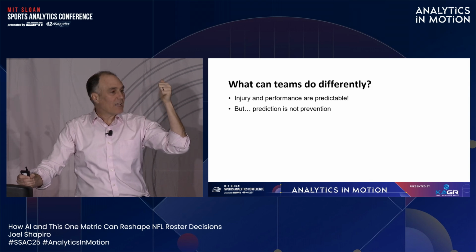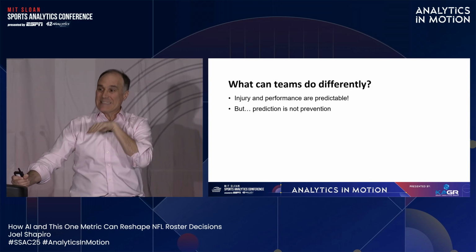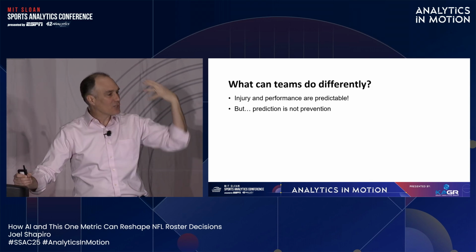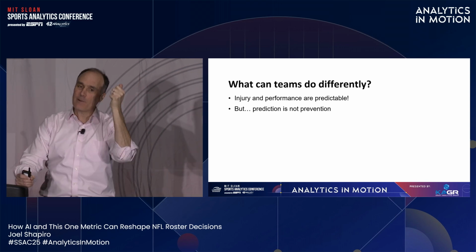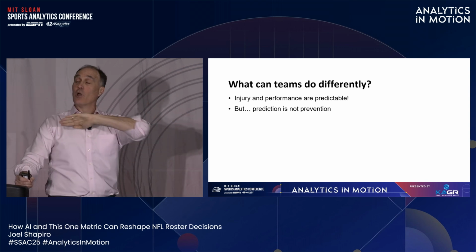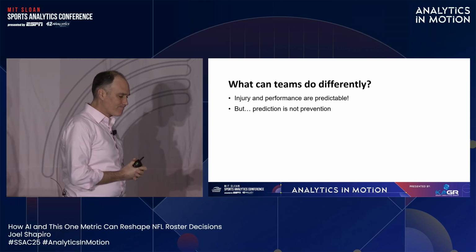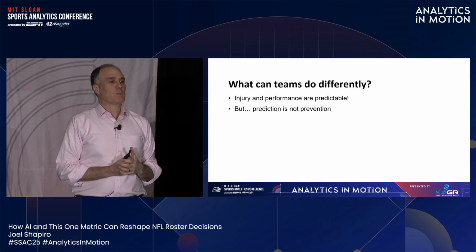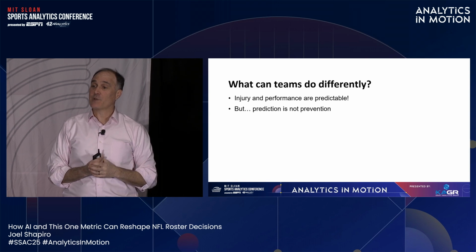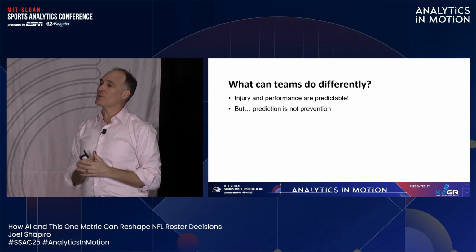At Probability, I've had this awesome data set that allows me to actually do these things and actually show myself that injury and performance are in fact predictable. Not perfectly, but enough that it helps us make better decisions. Problem is, predicting something like injury and preventing it, totally different things.